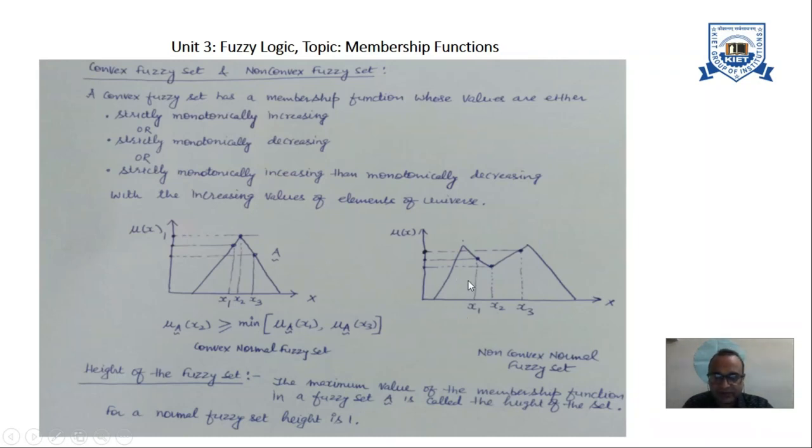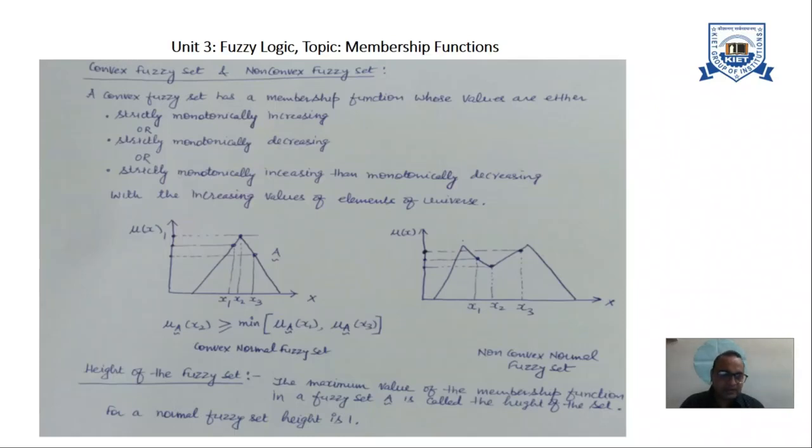See here, it is another example. So we take three elements on the x-axis, x1, x2 and x3. What is happening? For x1 we have some membership value. On x2 the membership value is decreasing, and then for x3 the membership value is increasing. So what is happening here? First decreasing, then increasing. It means we are not fulfilling any of the three conditions. That is why we can say that this fuzzy set is not a convex fuzzy set. This is not a convex fuzzy set.